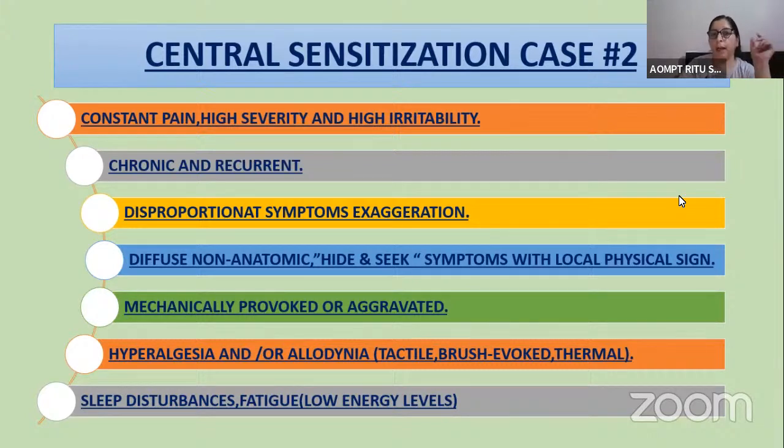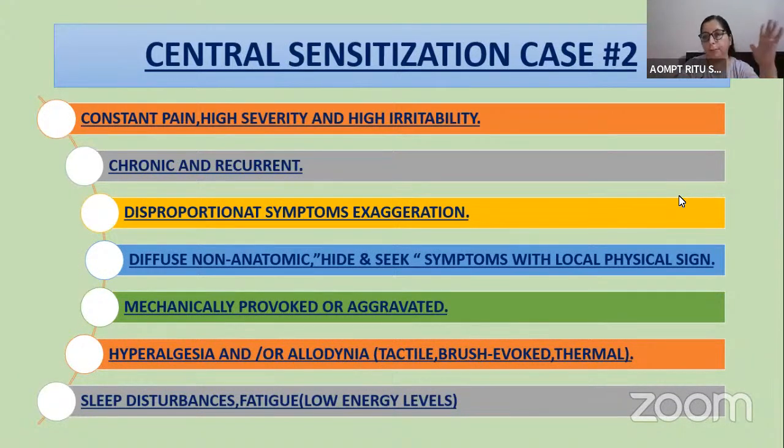There is constant pain, high severity and high irritability, chronic and recurrent pain, disproportionate symptom exaggeration, diffuse non-anatomic, like hide and seek symptoms, with a local physical appearance, mechanically provoked or aggravated pain, hyperalgesia or allodynia, which can be with tactile, brush evoked, thermal, any touch which is non-stimulus can create the pain, and sleep disturbances, fatigue with low energy level. So these are the characteristics we see in central sensitization.